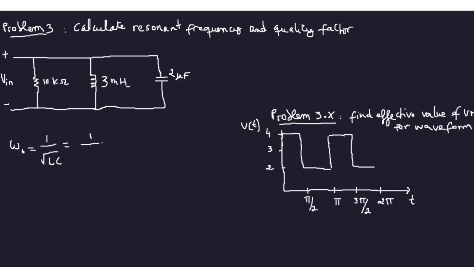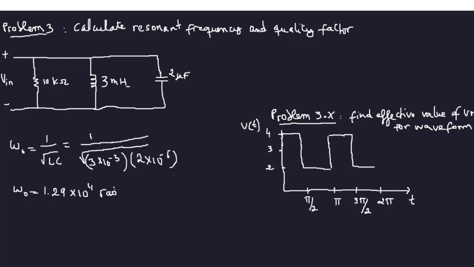L is the inductor, 3 millihenries. So the square root of 3 times 10 to the power of minus 3 times the capacitance, 2 times 10 to the power minus 6. So omega 0 is equal to, let's see, 1.29 times 10 to the power 4, in radians per second.